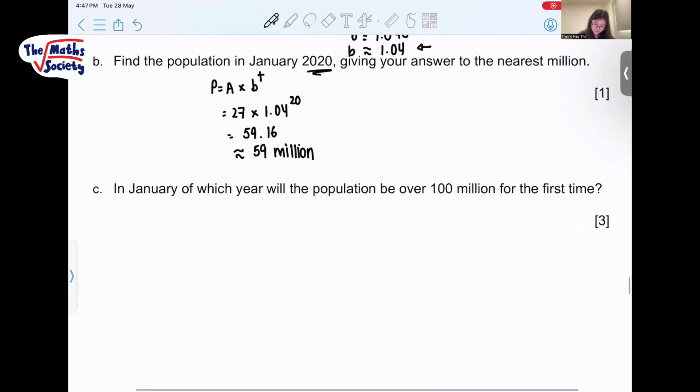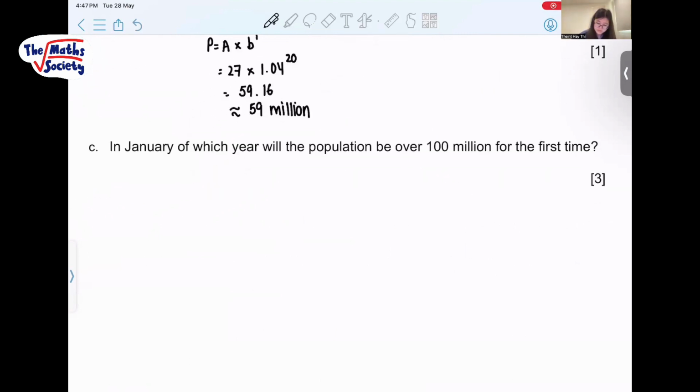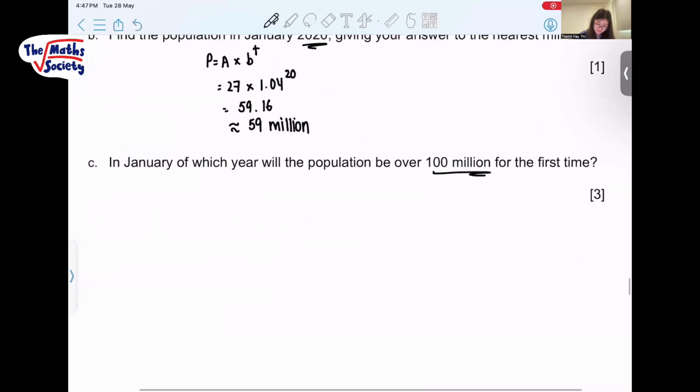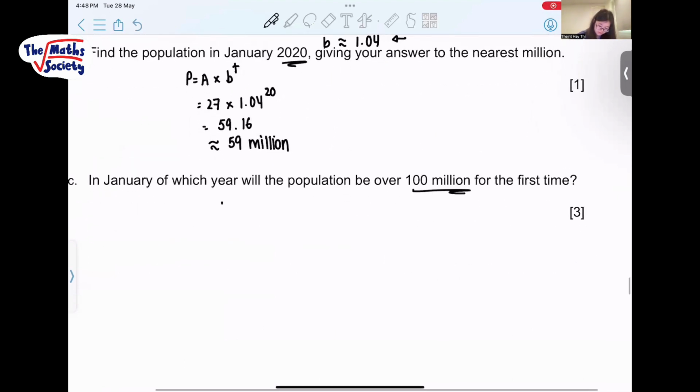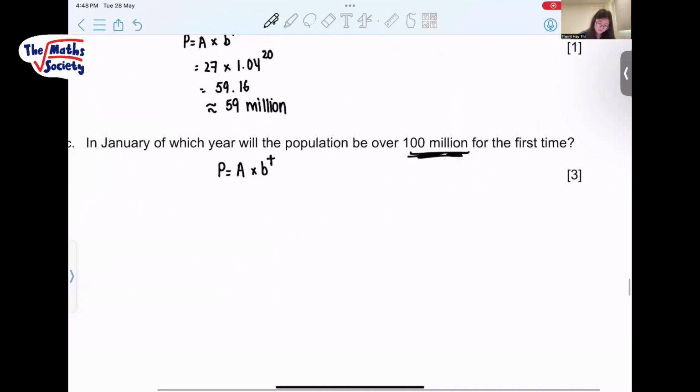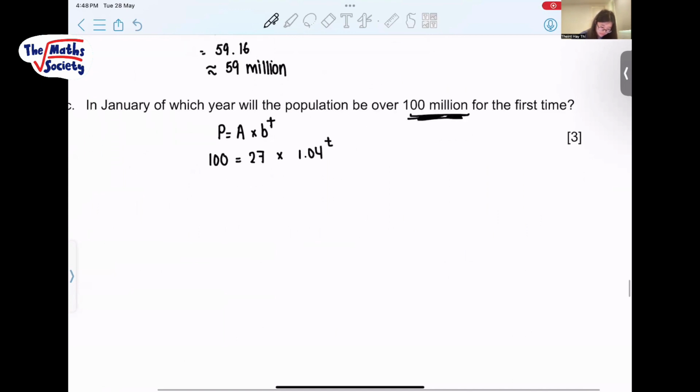And then part C is, in general, for sure, will the population be over 100 million for the first time? So it's the same: P equals A multiplied by B to the power T. But now we know what the million is that we're going to have, so it's going to be 100. We just want to know the time. 27 is our constant, 1.04, and we just want to know the time, which is T.